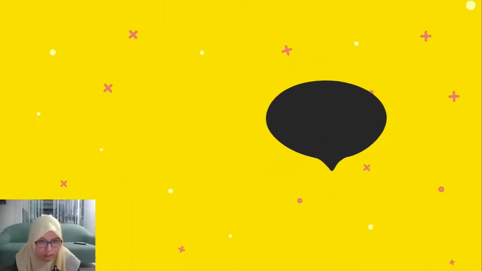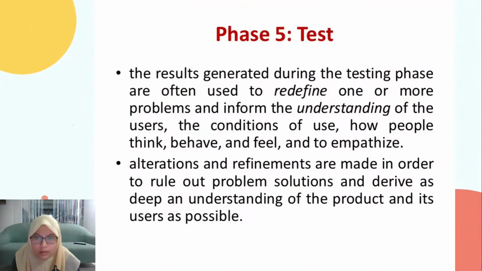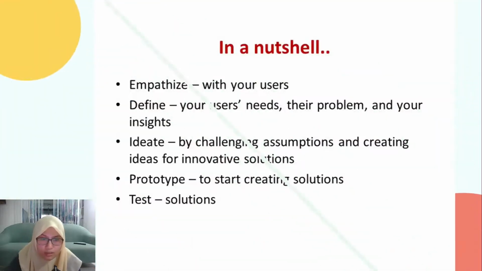Now, step 5. You are ready to test your product with real users. You want to get real feedback from them about the product, whether it solved the problem effectively or not. Even during this phase, alterations and refinements are made in order to rule out the problems that you have encountered. So you can also repeat phases. It is often necessary to do an exercise within a phase multiple times in order for you to arrive at the outcome needed so that you can move forward with your solutions or product.